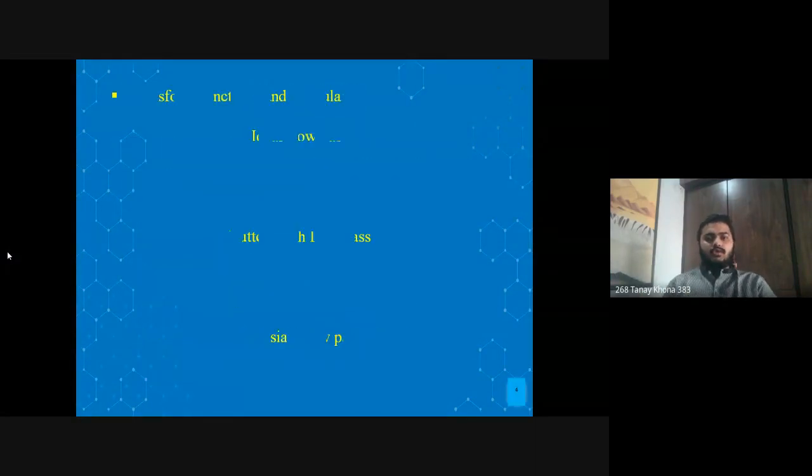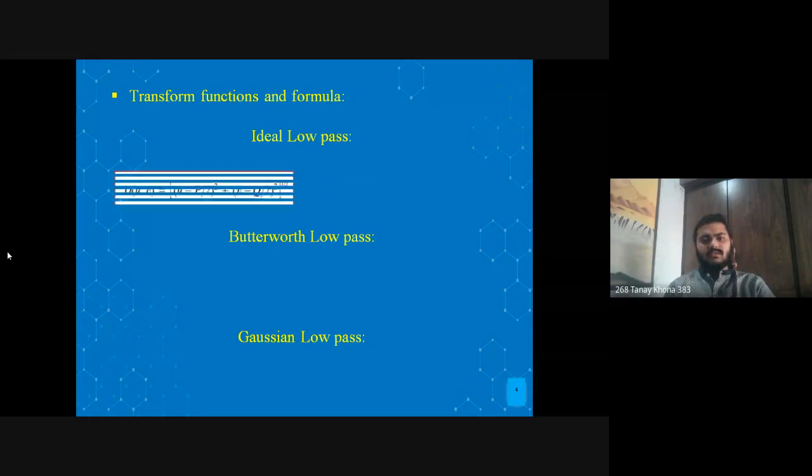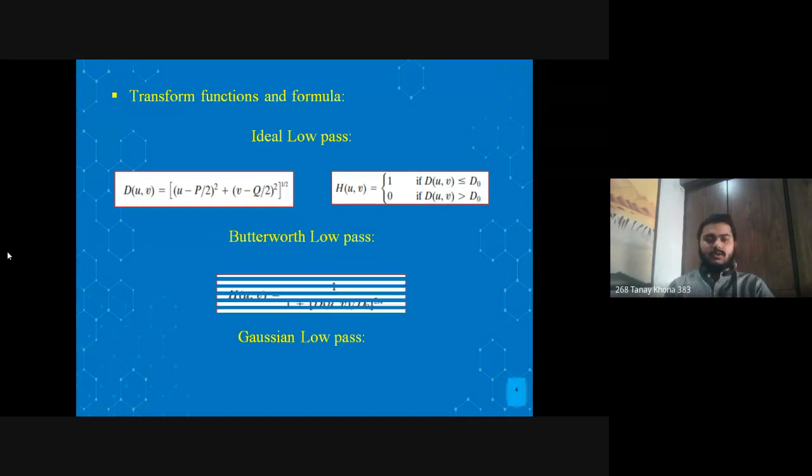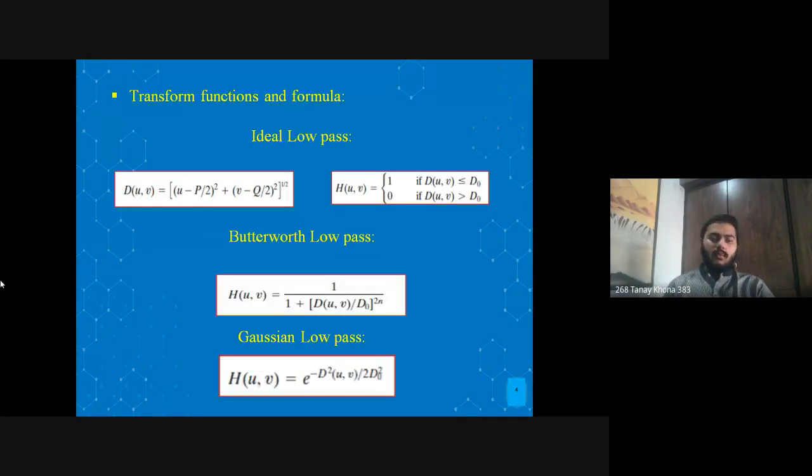Here I have shown the transform function and the conditions for all the three types of filters we are looking at: ideal, Butterworth, and Gaussian. Here capital D(U,V) is the distance of a pixel from the center. In the frequency domain, the origin of the Fourier transform lies at the center. And H(U,V) is the formula for the mask which we are defining, and it gives the condition whether to block that pixel or allow the pixel further.